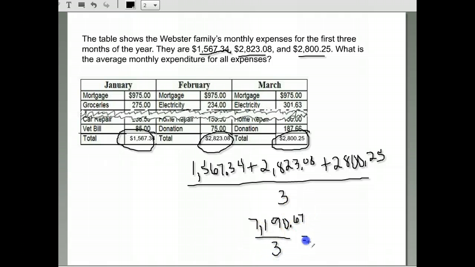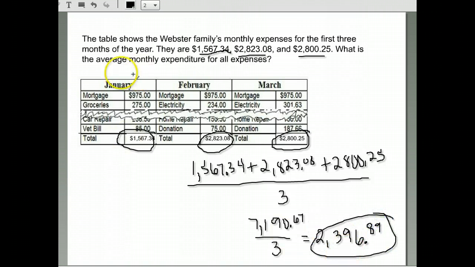And then divide by 3. Right, and when you do that, you'll get your average, which comes out to be $2,396.89. So that's their average expenditures per month.